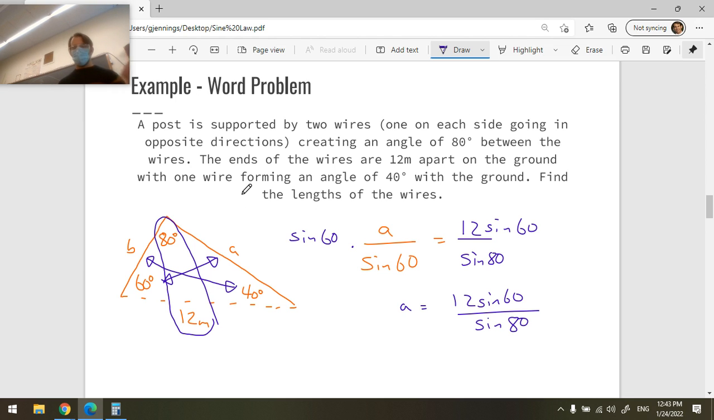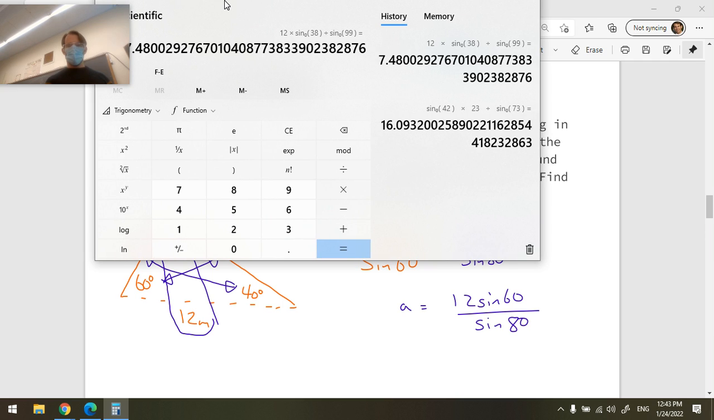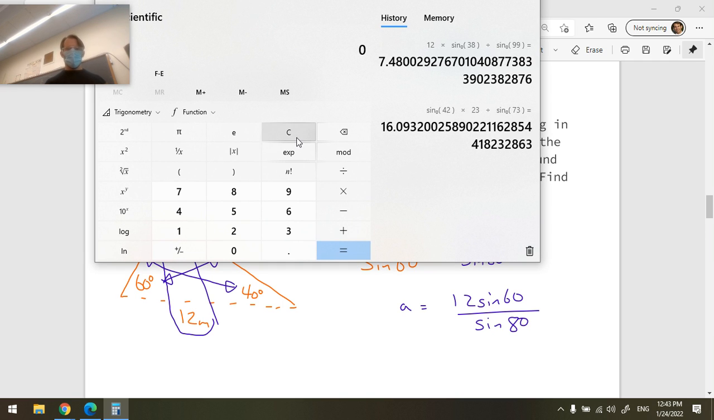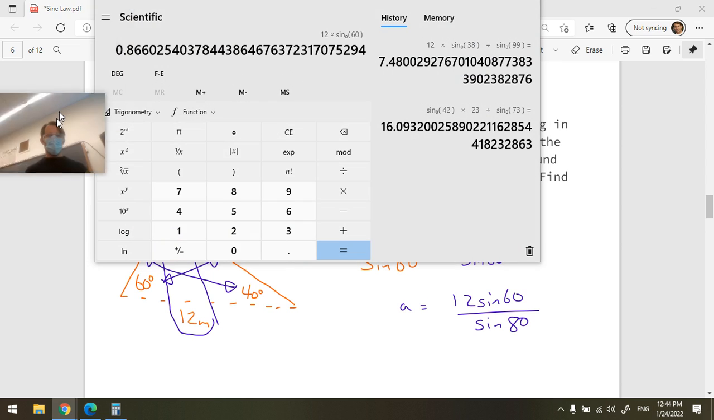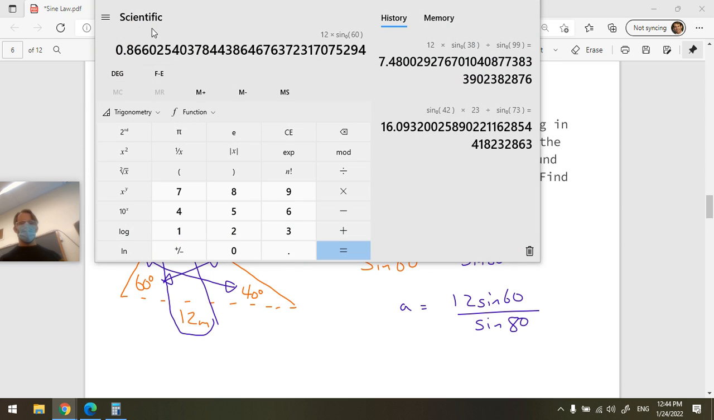And then we evaluate. Solve that one for A. Clear everything. A is 12 times sine of 60. And then I move my face to get out of the way. That's the value of sine 60. Very close to 1. It's very close to 87% or so. And actually, it's the square root of 3 over 2, but you don't need to worry about exact values until next year. Okay, and then I'm going to divide that.